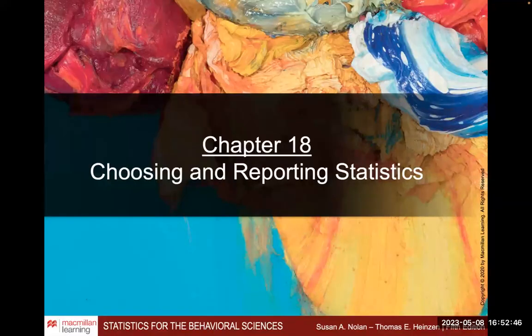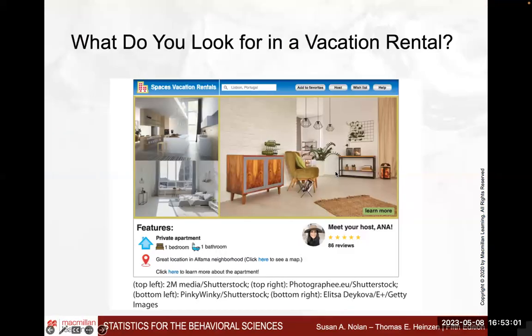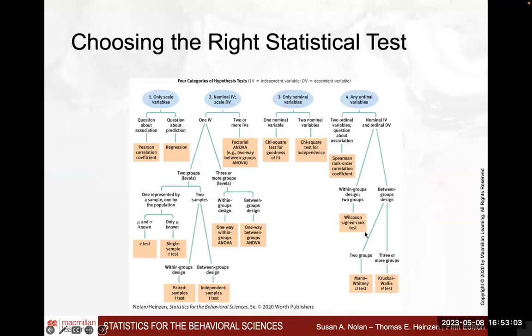Good. Choosing and reporting of statistics. So I'm not going to go too deep into the topic. Nolan and Heinzen show this according to Airbnb estimations. I'm not going to go too deep into that. I'm actually not going into this at all. But what I want to show you is this decision tree.